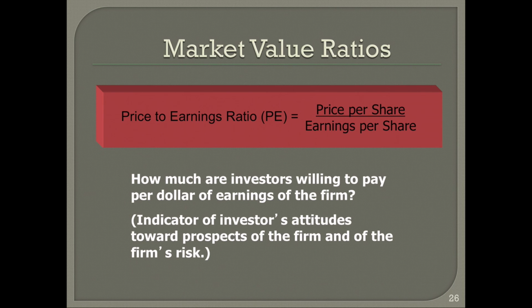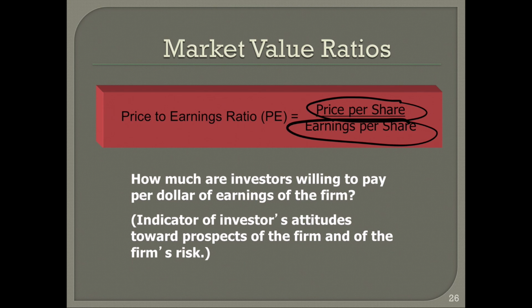Well, the PE ratio can be seen as a means to look at the prospects of future growth. So if you're willing to pay more per share, or more per dollar of earnings for the firm, you would expect that company is going to grow, and that's why you're willing to pay more for that share versus another share with a lower PE ratio. So the price to earnings ratio is an indicator of investors' attitudes towards prospects of the firm and of the firm's risk. So you're willing to pay more if you expect that company to grow.